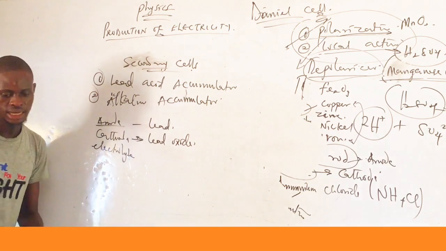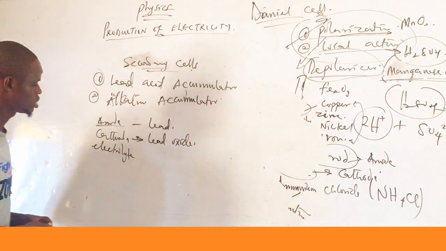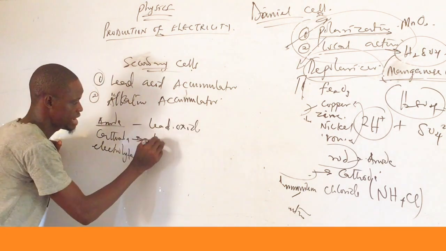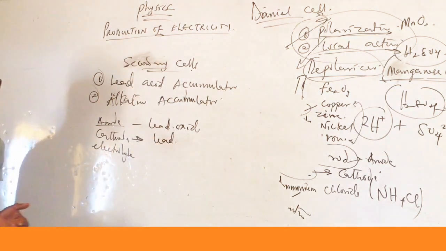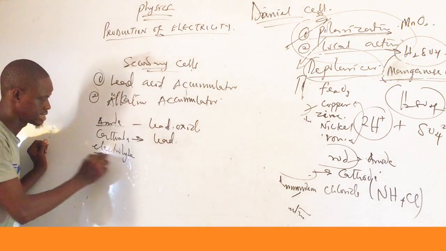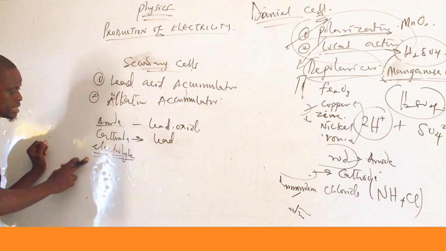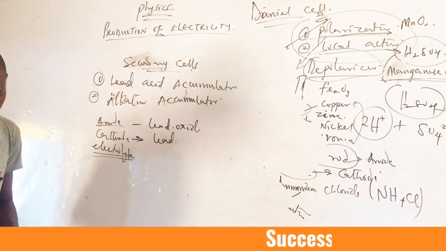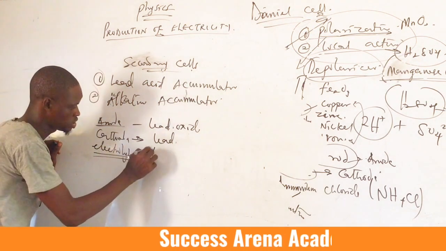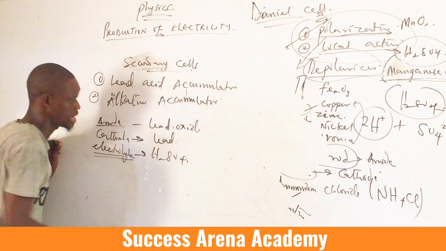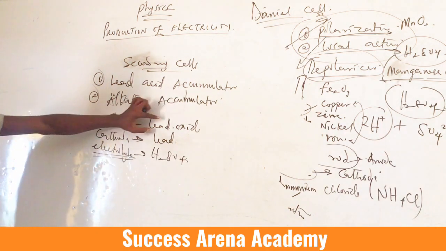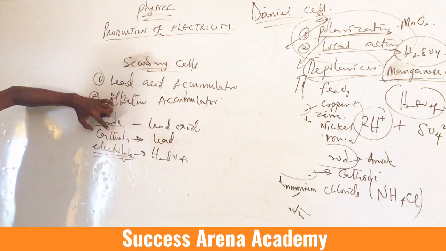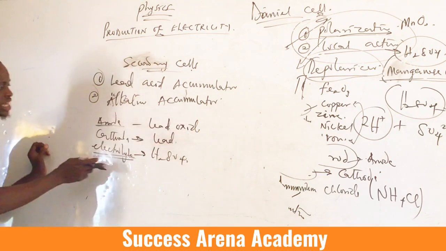Lead oxide. Lead oxide is used as what? Anode, while lead is used as the cathode, while the electrolyte is made of H2SO4. That's what we use to do the electrolyte, H2SO4, which is tetraoxosulphate(VI) acid. Now, the anode is lead oxide, the cathode is made of lead, and the electrolyte is made of H2SO4.